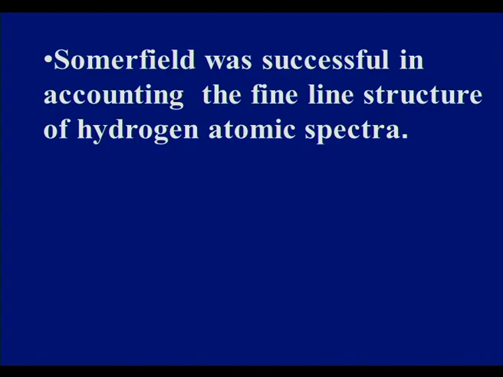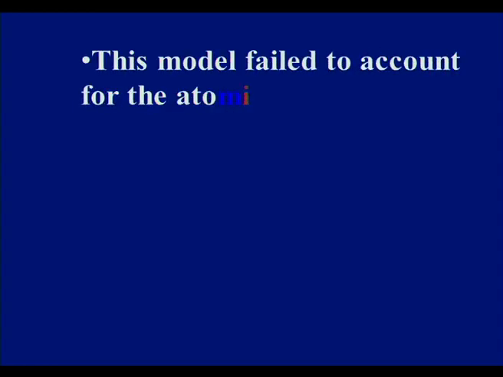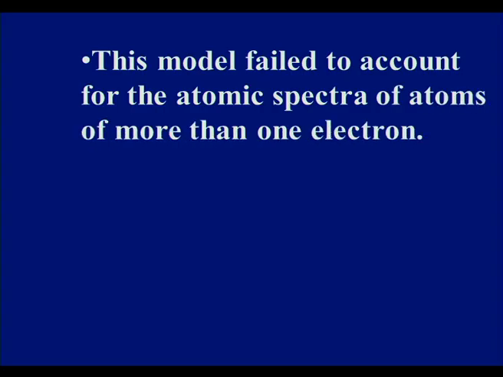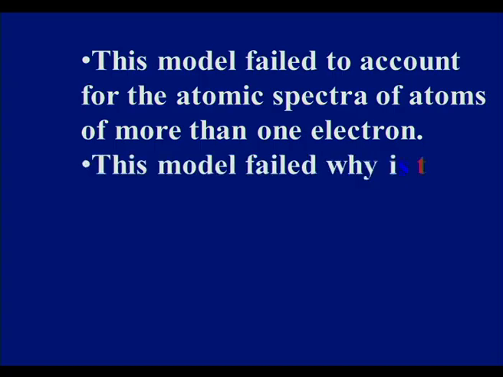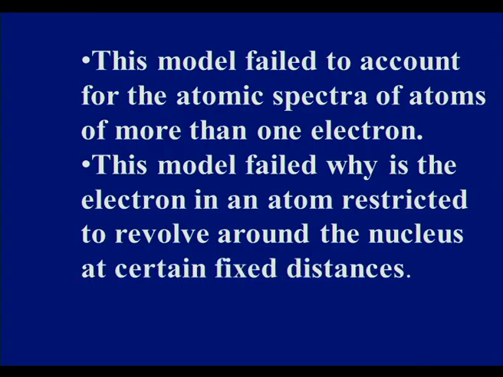Sommerfeld was successful in accounting for the fine structure of hydrogen atomic spectra, but does not provide a satisfactory picture of the structure of the atom in general. It means he could not apply the same concept to other atoms. This model failed to account for the atomic spectra of atoms with more than 1 electron. This model failed. Why is the electron in an atom restricted to revolve around the nucleus at certain fixed distances?